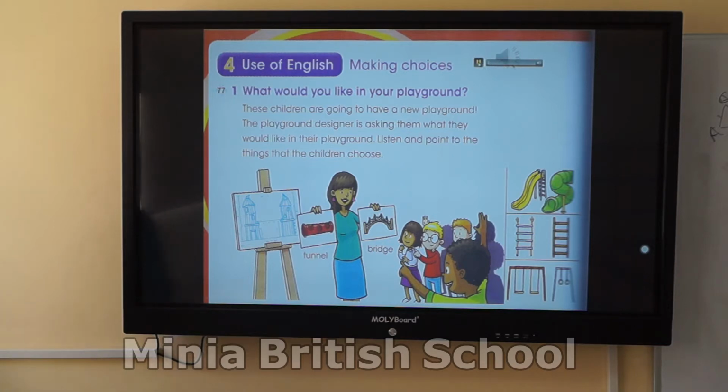Track 77. Okay everyone, you are going to have a lovely new playground. Your playground will have 2 towers. What would you like between the 2 towers? A bridge or a tube? We'd like a bridge! Okay, we'll have a bridge. Would you like a straight slide or a curvy slide? A straight slide, please. Okay. We'll have 2 towers, a bridge, and a straight slide too.